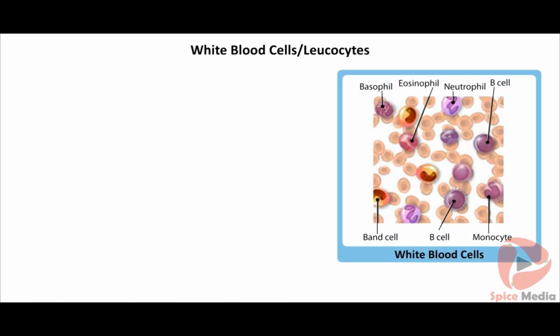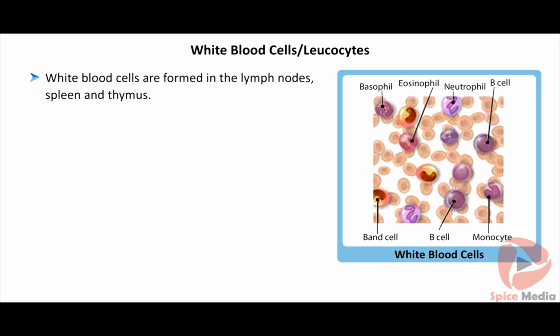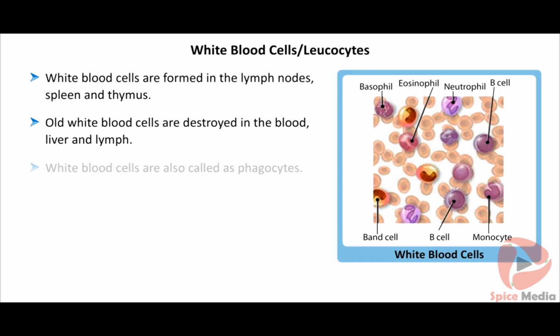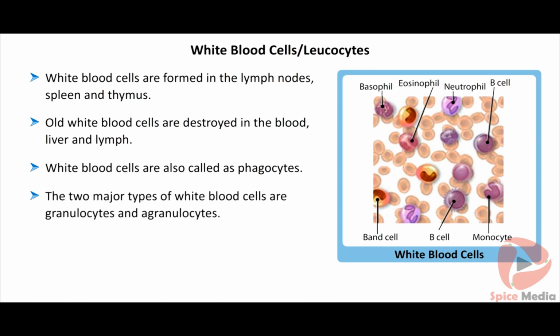White blood cells are otherwise said to be leukocytes. White blood cells are formed in the lymph nodes, spleen, and thymus. Old white blood cells are destroyed in the blood, liver, and lymph. White blood cells move like amoeba and feed on the foreign materials that enter the body. Therefore, white blood cells are also called phagocytes. The two major types of white blood cells are granulocytes and agranulocytes.